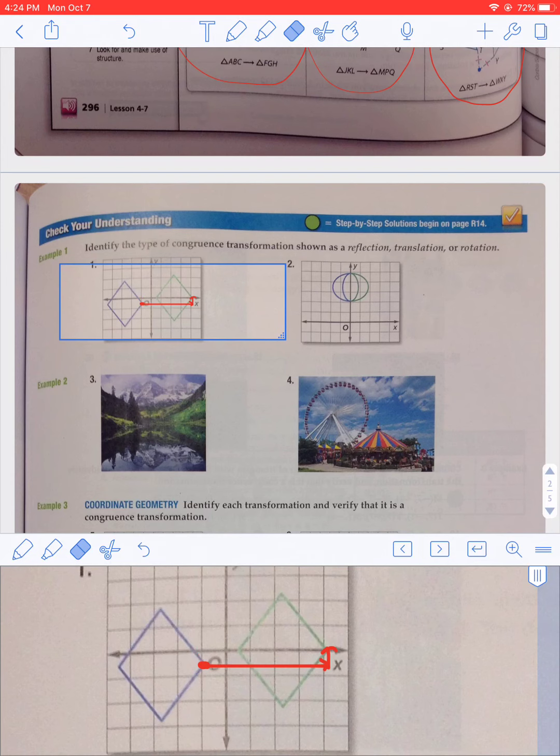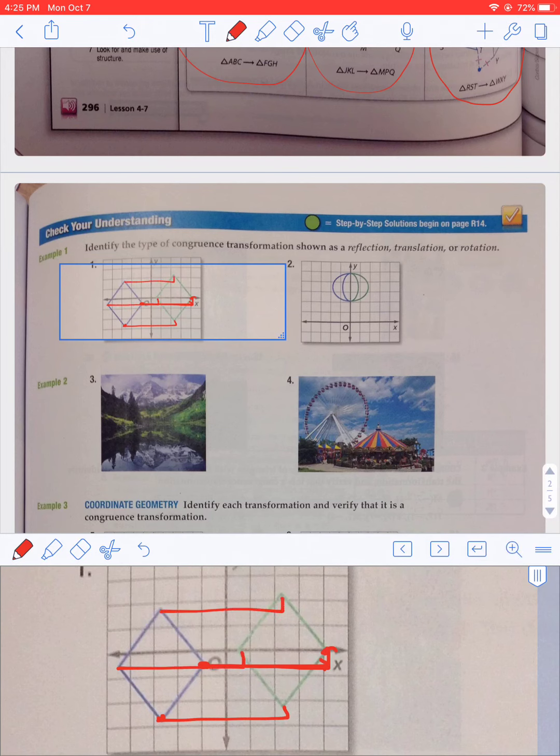So basically you can see that this point moved over and up, okay? And then you can look at each one of these. This one down here did the same thing. It moved over and up. This one over here moved over and up, over and up.